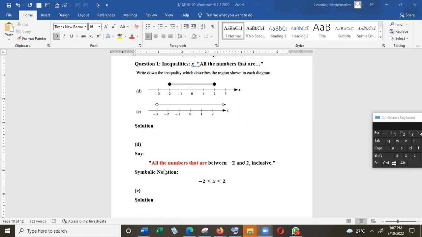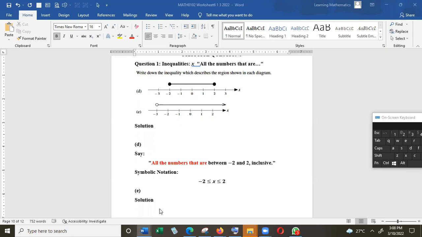So symbolically, this can be noted as X. X can represent all the numbers that are greater than or equal to -2, and all the numbers that are less than or equal to 2. So for example, 1 is greater than -2, and 1 is less than 2. So here it is in words, here it is in symbol.